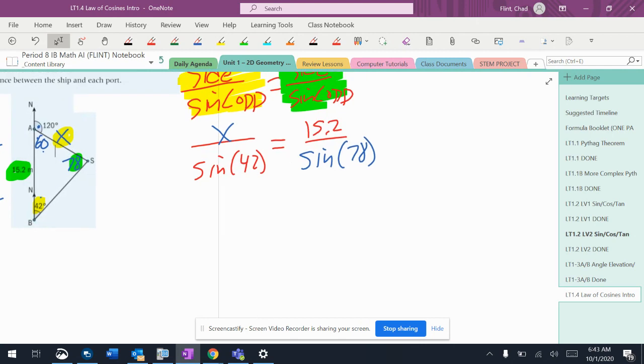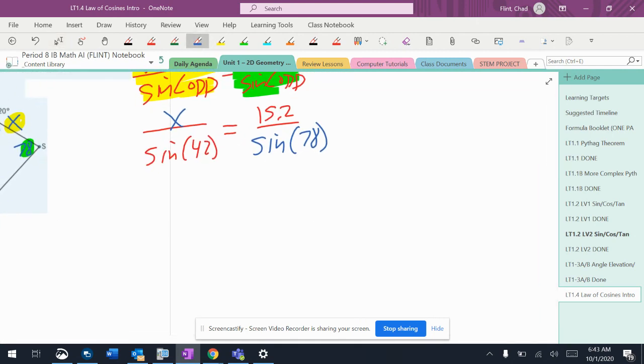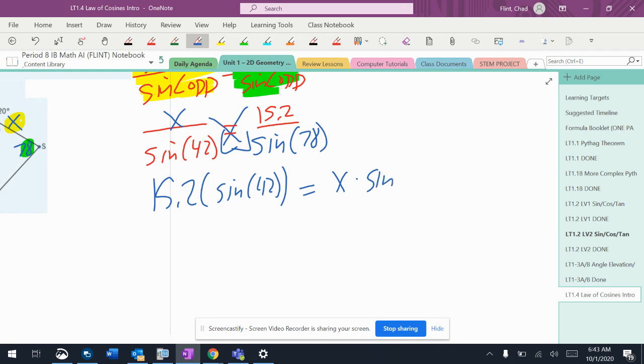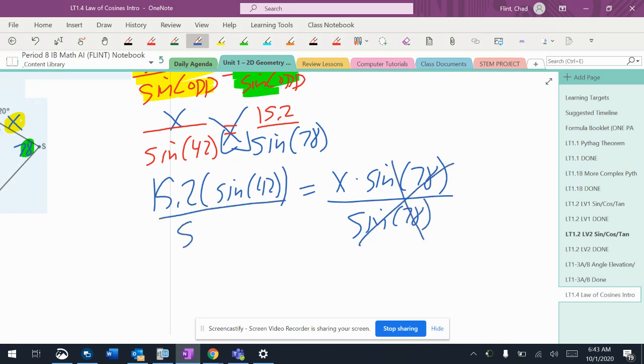So now I'm just going to be really careful and do some algebra here. If you notice, the x this time is the side, so there's going to be no second sine involved in this. So it's going to be 15.2 times sine of 42 equals x times sine of 78. I want the x by itself, so I divide by sine 78. It's going to get rid of those. And again, good news is I've got x equals, and this is going to give me an answer right away.